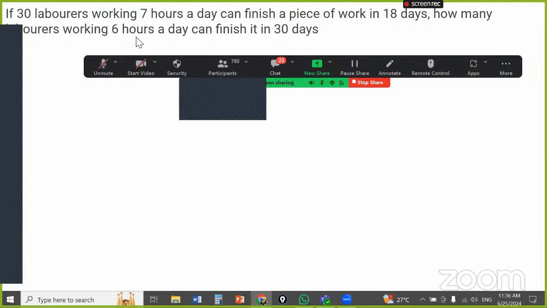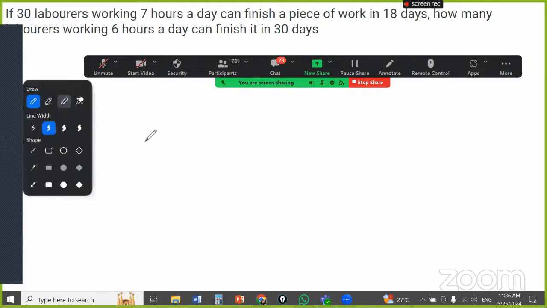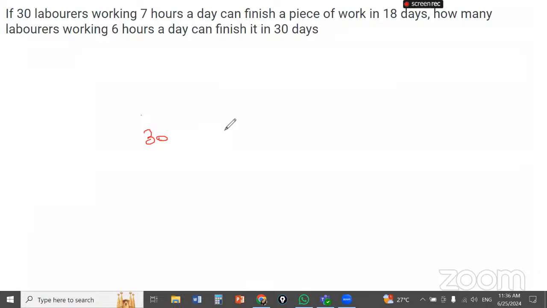This is again 3 quantities. 3 laborers, 7 hours a day, can finish a piece of work in 18 days. So man, day, and hours: M, D, and H. These are the 3 quantities given. So we need to find the number of laborers for the other one. 30 days, 6 hours per day. This is what we are supposed to find. I think Justin got the answer.